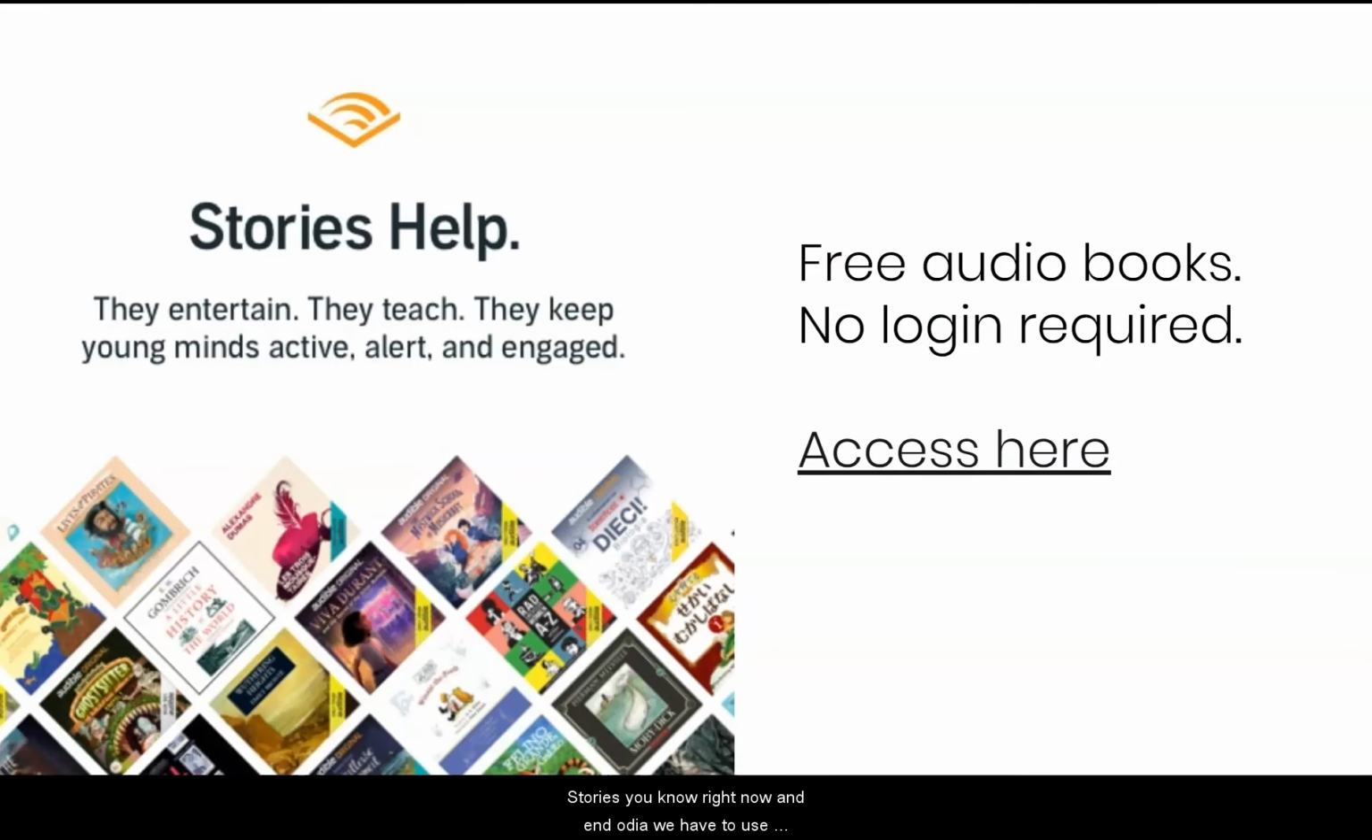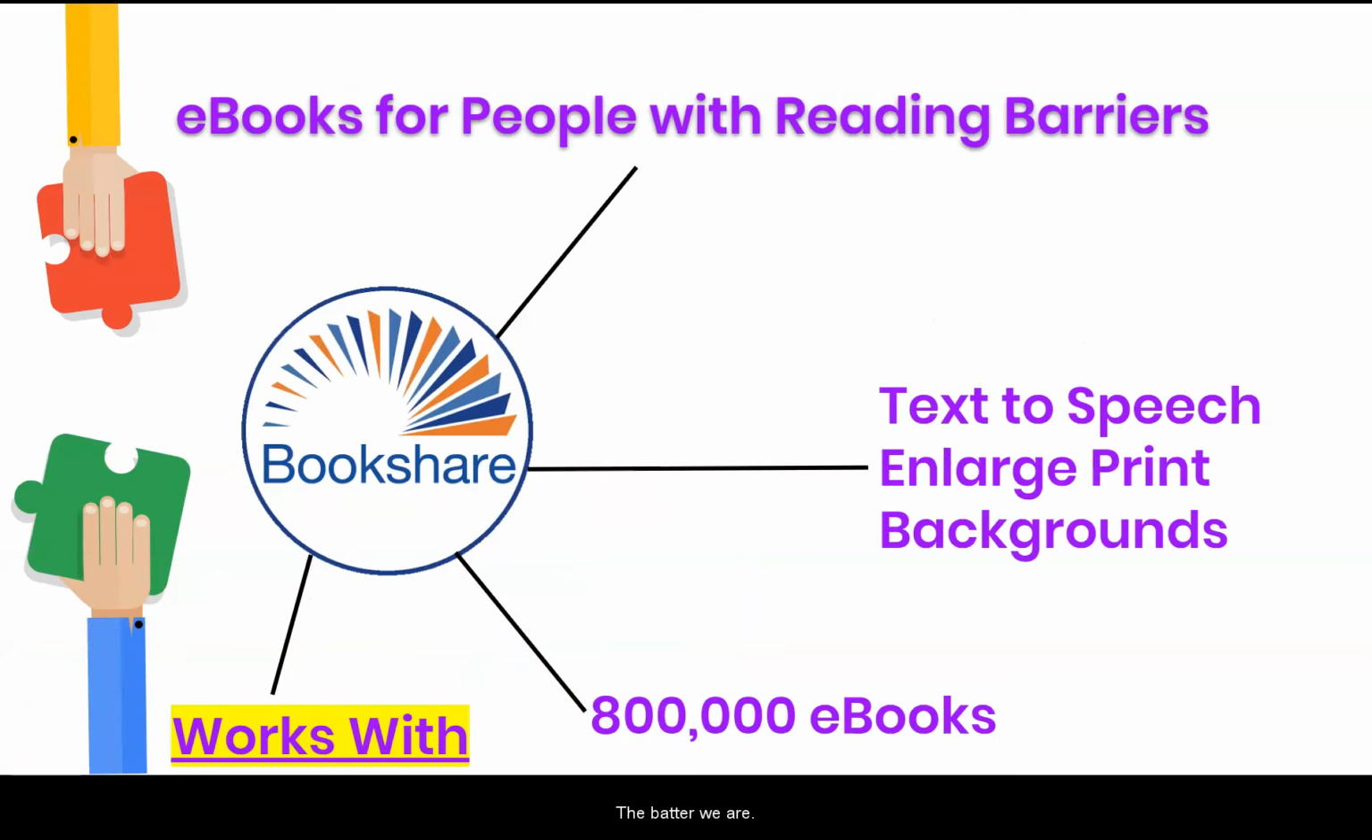Stories: right now in Dodea, we have to use approved resources. Audible right now is offering a lot of stories for free, professionally narrated versions. You can access it from this link. It doesn't require any login at all, so the students don't have to sign in with their name or anything. They just go to this website and hit play. There's not a lot of books on there, but I think the more that we can provide books and materials in accessible formats, the better we are.